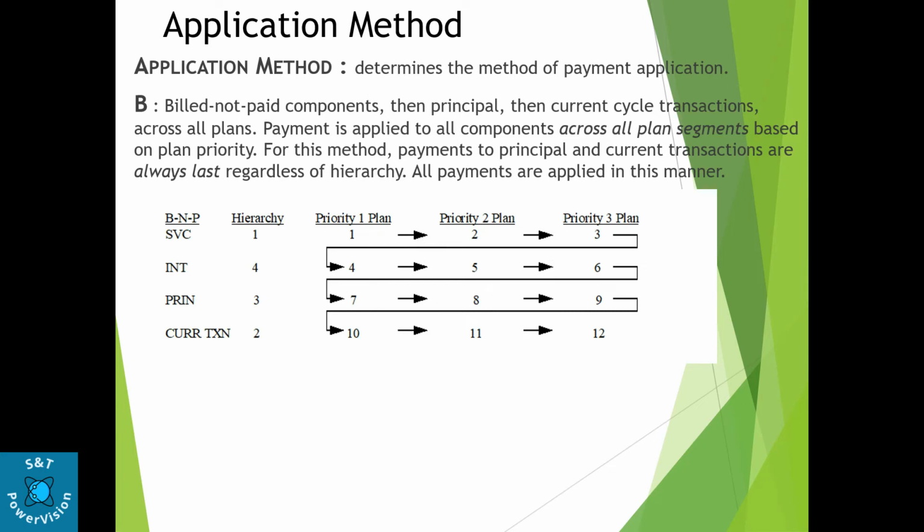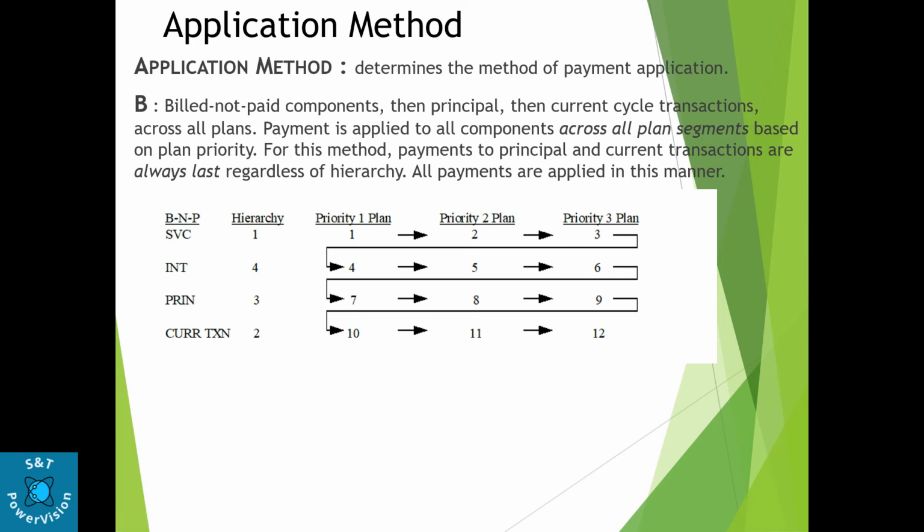Now this is application method B. In the BNP we have service, the different kinds of fees, interest, principal, then current transactions. Here the first priority will be fee and interest according to their priority, after that the principal and current transactions. This is the sequence. After that, plan priority 1, 2, 3. Here, first it will satisfy all kinds of fees, like 1, 2, 3, as per the plan priority. After that, next will be the interest 4, 5, 6. After that, the principal, then current transactions.